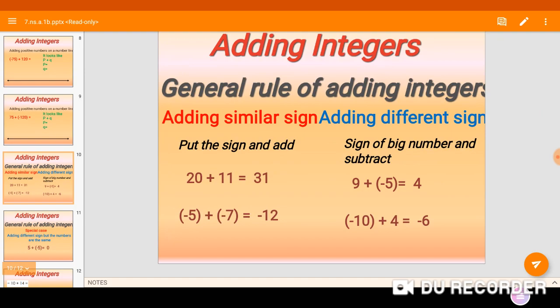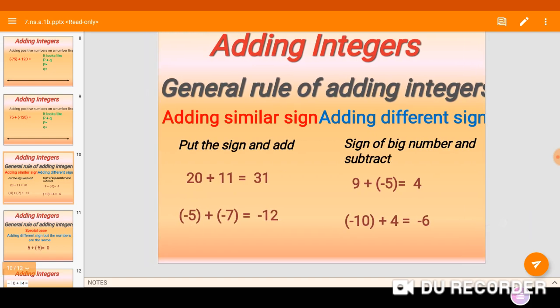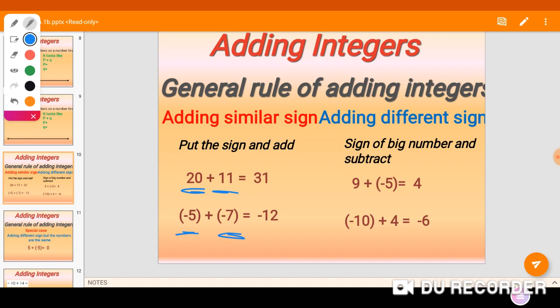Someone of you always asks me, Mr. Ahmed, we always use the number line. Can I do it mentally in my mind? Yes. I have a general rule for adding integers. If the two numbers b and q are both positive or both negative, so similar sign, what should we do? Put the similar sign.